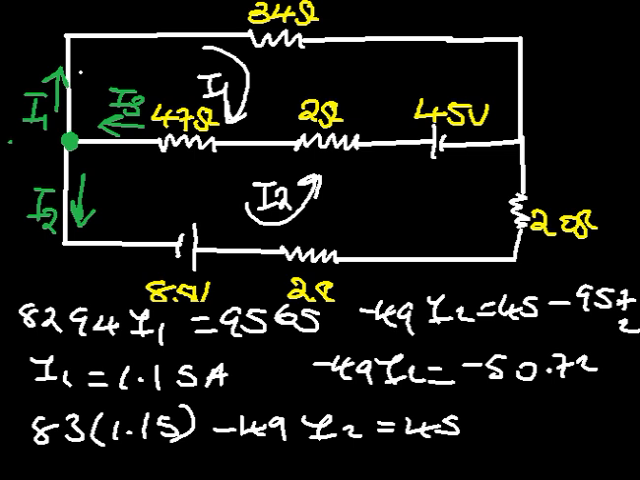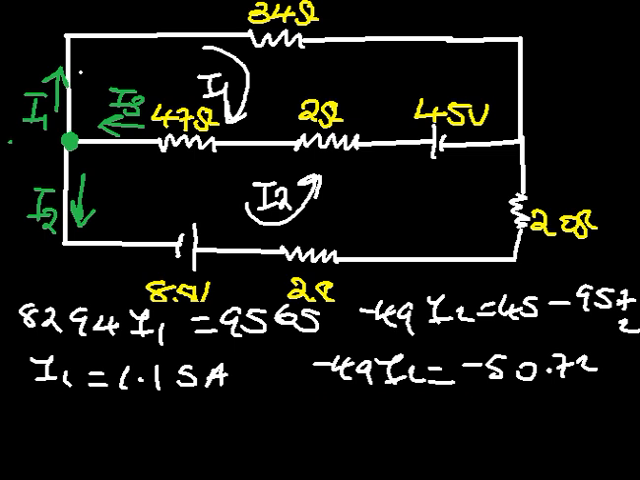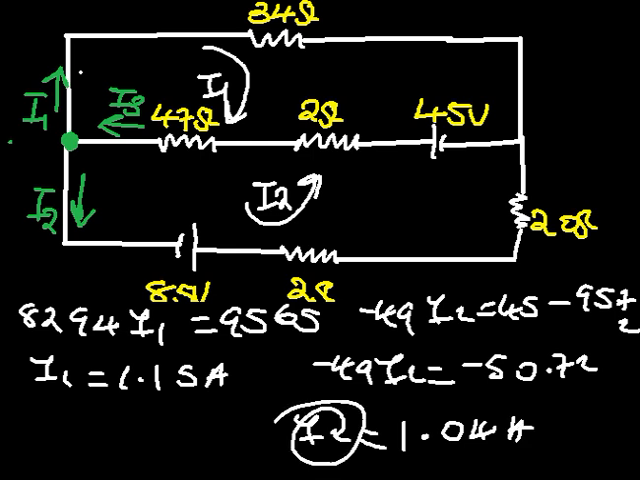So in this case, to find I2, you just have to simply divide both sides by negative 49, which means we'll have a positive value, about 1.04 amps. So that is the value of the current I2 in that case.